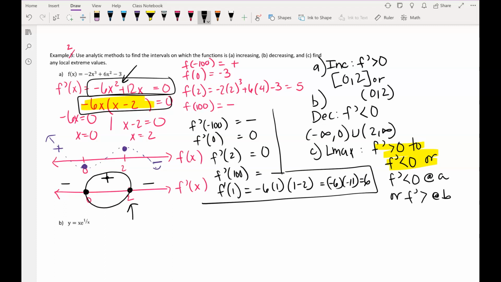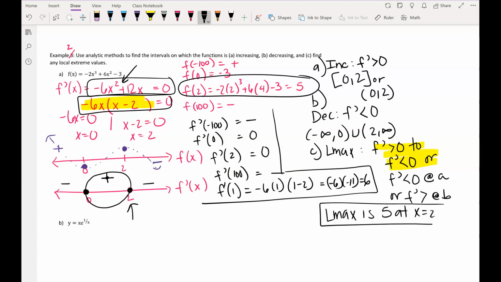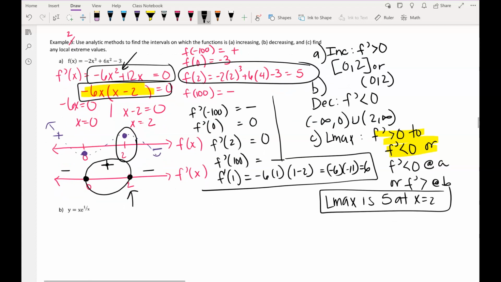And we plugged it in and we said, at 2, we have 5. So the local max is 5 at x equals 2. Now, we also can confirm that on the f of x function. That's why I'm telling you right now, the more we go in this section, in this chapter, the more things you will learn to help you answer previous skills. You don't have to use everything you've studied, but now you have options.